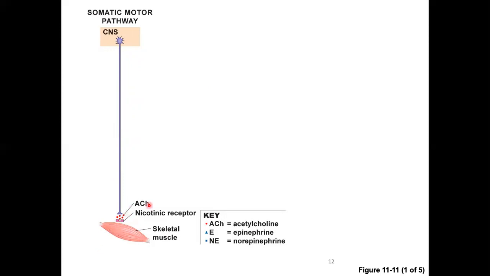So when acetylcholine binds to this nicotinic cholinergic receptor on the skeletal muscle, it's going to cause the skeletal muscle to become excited and ultimately contract, right? So why did they call this a nicotinic cholinergic receptor? Because it binds nicotine, and that's how it was discovered.